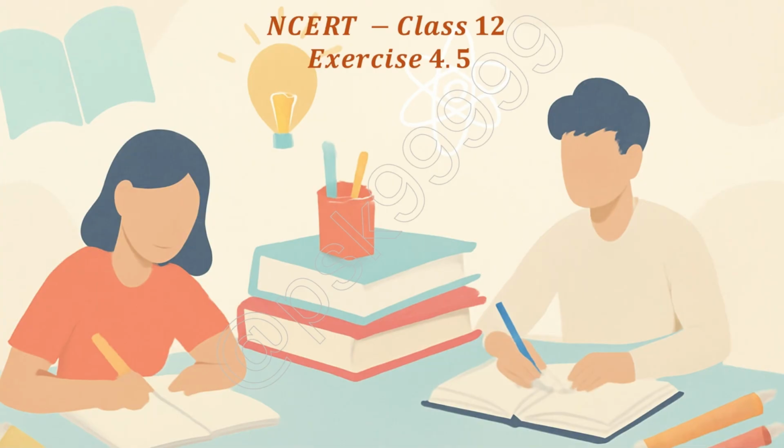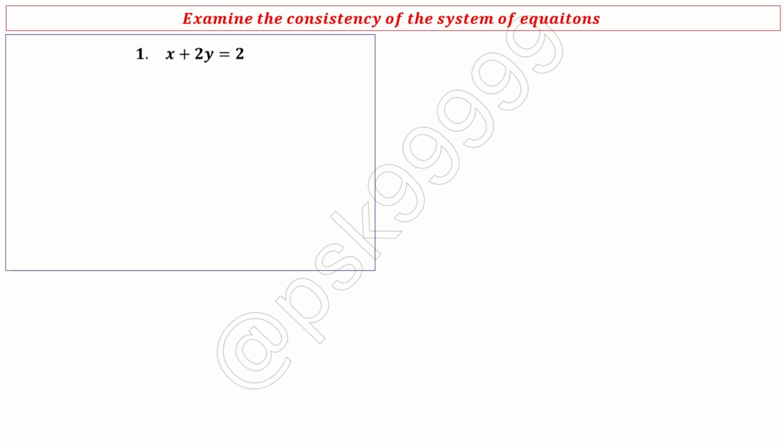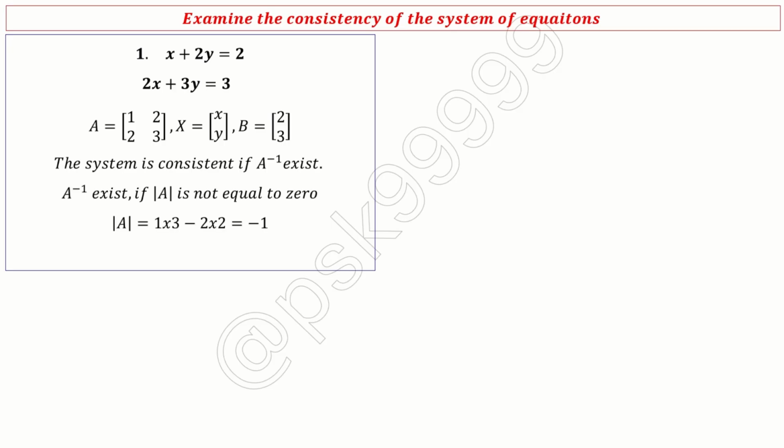Okay, let's do the next exercise 4.5. Examine the consistency of the system of equations. Only consistency. These are the two equations given. If I put it in matrix form, A equals 1 2 2 3, X equals x y, B equals 2 and 3. Now this is consistent if A inverse exists, and A inverse exists if determinant of A is not equal to 0. So check it: determinant of A is 1 into 3 minus 2 into 2, which is minus 1, not equal to 0. So this is a consistent system.